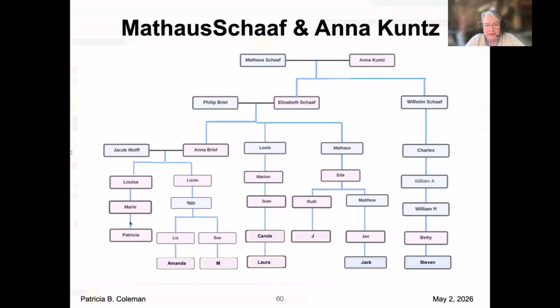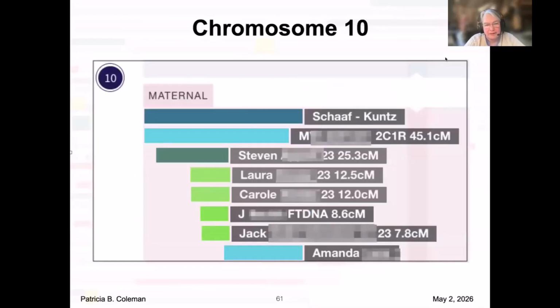And Amanda and M and I got our segment from Anna. So we all got our segment from either Matthias or Anna Kunst. And here's chromosome 10 with them all put in. And I've added a Schaff Kunst line up here at the top, starting at the earliest start point, which was on M, and the latest end point, which is Amanda. These all overlap in one way, shape, or form.